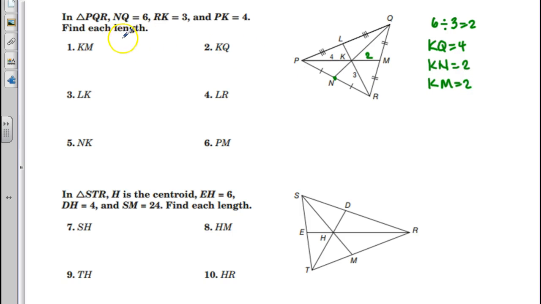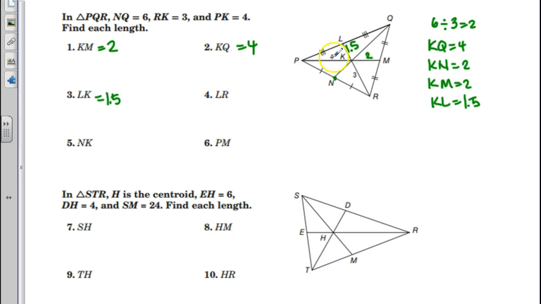Well, this is fun stuff. What else do I know? Let's see. RK, I missed that one. RK is 3. If RK is 3, what's KL? Half of that, right? So we divide 3 by 2 and we get 1.5. So KL is 1.5. All right, let's see how much we can fill in. We already found KM, it's 2. We already found KQ, it's 4. LK, we already found it, it's 1.5.